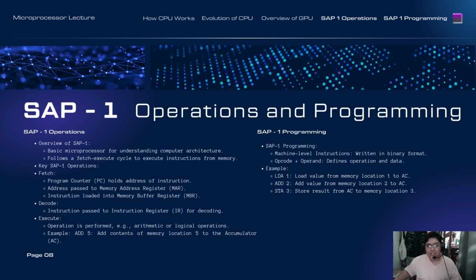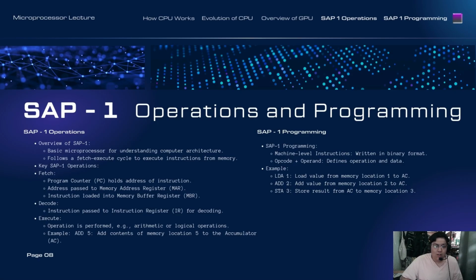These instructions illustrate how data flows through the SAP1 processor from memory to the accumulator, and how the result is stored back into the memory. Now, through SAP1, beginners or learners will be able to gain an understanding of how high-level programming tasks break down into simple machine-level operations.